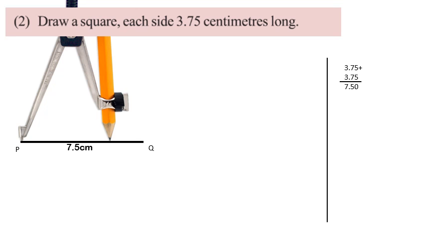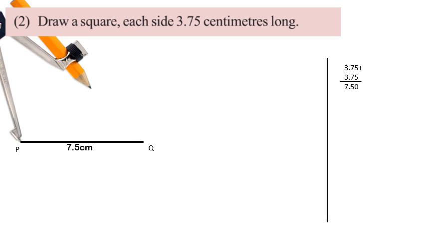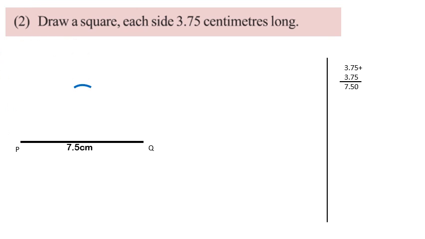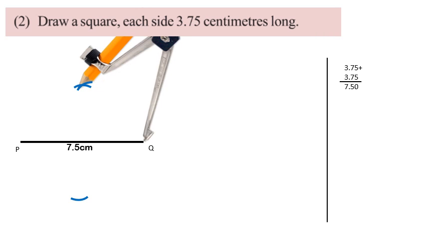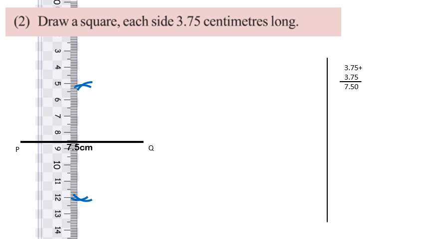For that, set the compass width to approximately 2/3 of the line, and without changing the compass width, draw an arc above the line and below the line segment. Again, without changing the compass width, place the compass on the other end and draw an arc above the line as well as below the line. Now we get two intersecting points. Using a ruler, draw a line between the points where the arcs intersect.